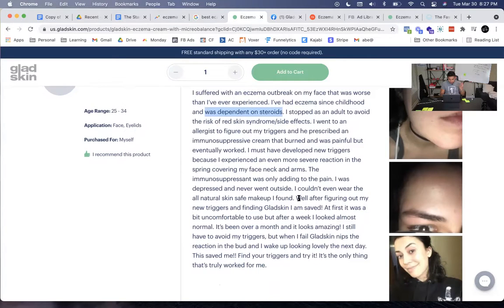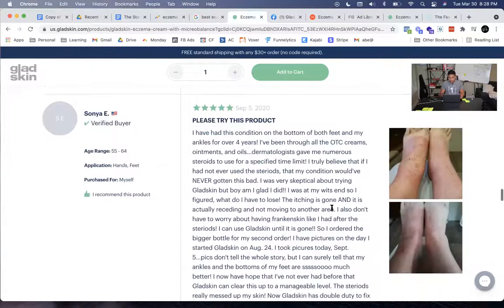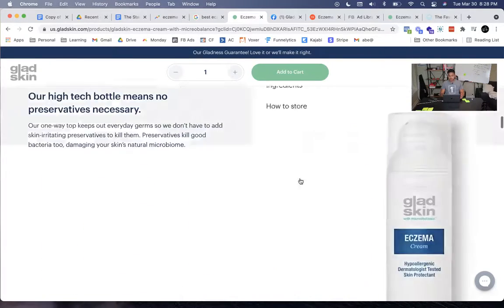Oh my God, this is crazy. Look at this, right? Remember how I was telling you my personal story about not wanting people to see the rashes? So that's high pain. I was depressed and never went outside. That's a very serious problem, right? So read the good ones. That's crazy. Read the good ones and read the bad ones, right?